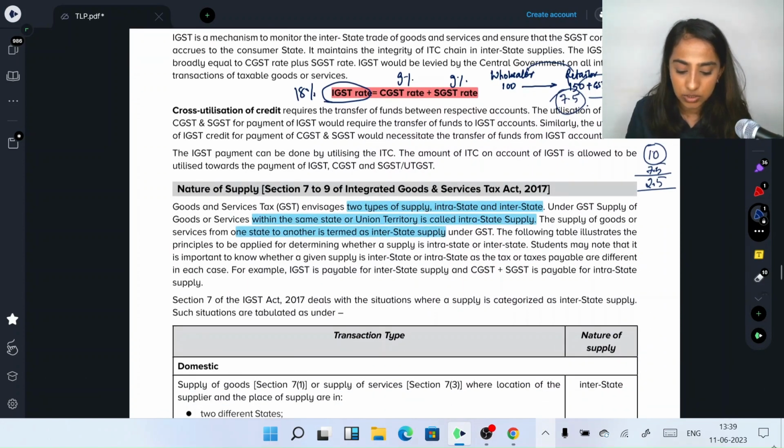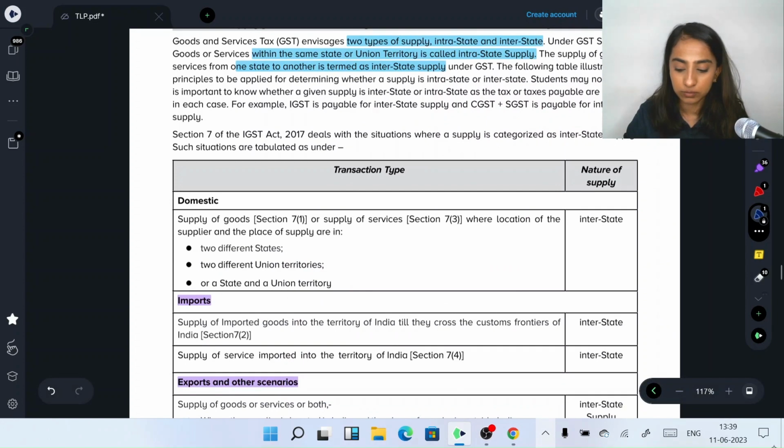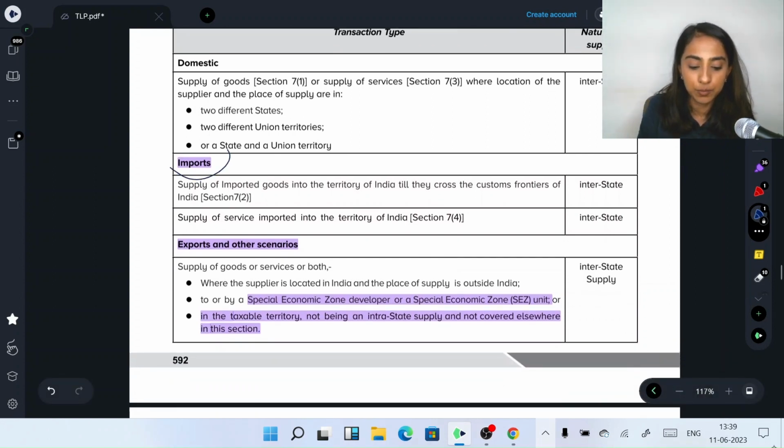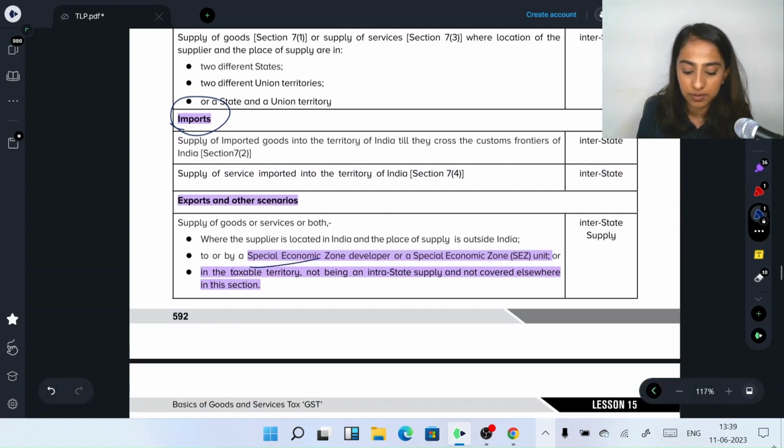Now we are saying, what is the nature of supply? Again, they're saying there are two types of supplies. It could be intrastate or interstate, within the state or outside the state, or within the union territory or outside the union territory. Now here they are going to be defining what constitutes interstate supply and what constitutes intrastate supply. We've seen earlier, whatever is beyond your state is interstate supply, whatever is beyond the country is also interstate supply, and any import is also interstate supply, and any SEZ also is your interstate supply. Are we good here? So that is outside your state, one, then imports and SEZ.